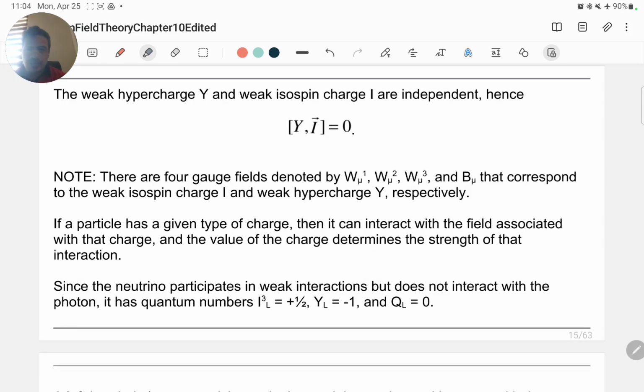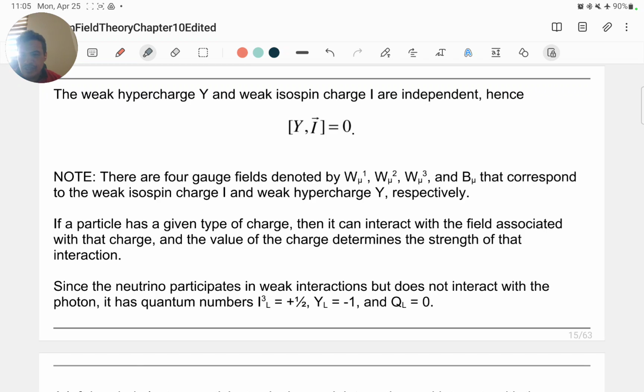The weak hypercharge Y and weak isospin charge I are independent, so the commutation relation for hypercharge and isospin equals 0. By the way, please note that there are 4 gauge fields for electroweak theory: W mu1, W mu2, W mu3, and B mu, which correspond to the weak isospin charge I and weak hypercharge Y respectively.